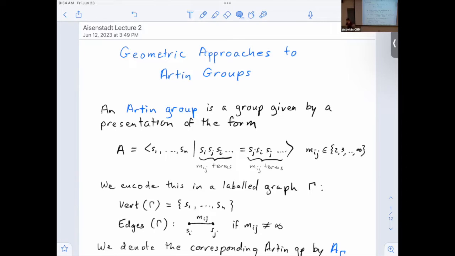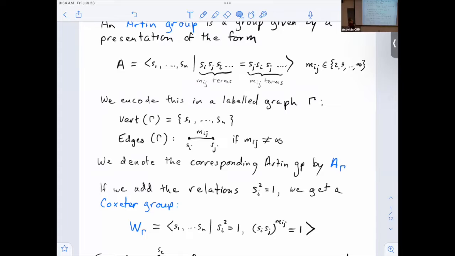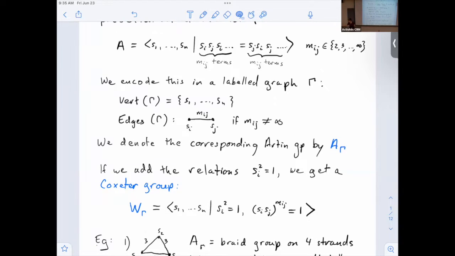Usually, rather than write out the presentation, we just encode all this information into a labeled graph, which I'll call gamma. The vertices of gamma are labeled by the generators S1 to Sn, and we put an edge if Mij is not infinity, and we label that edge with Mij, so we know what the relation is. Then we just draw the graph gamma, and we call the corresponding Artin group A gamma.